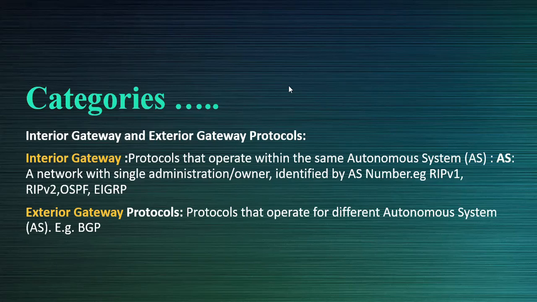But exterior gateway protocols operate between different autonomous systems. For instance, we have the Border Gateway Protocol. It can operate within different autonomous systems.